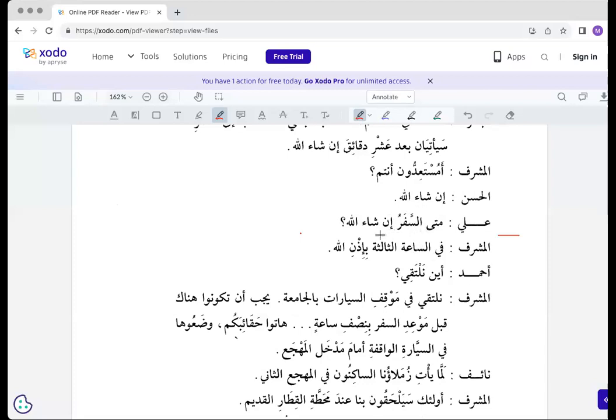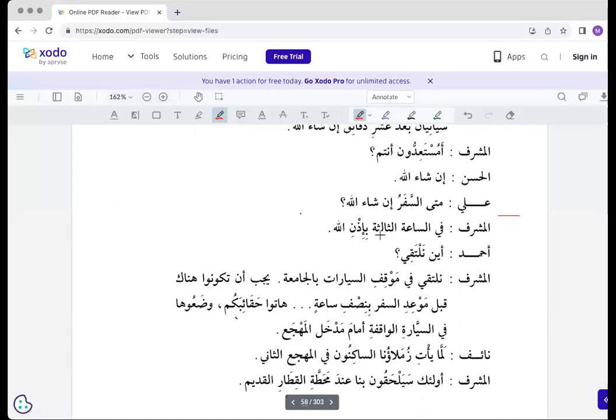The mushrif says, Fis sa'atis talisati bi iznillahi. أحسنت. So, inshallah, they're going to be going at 3 o'clock. Ahmad then says, أين نلتقي. أحسنت. What does that mean, Akhi Abu Maymoon?